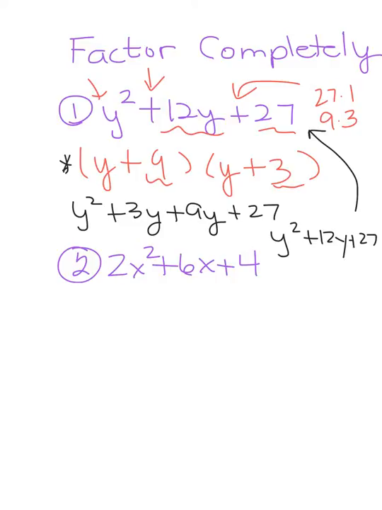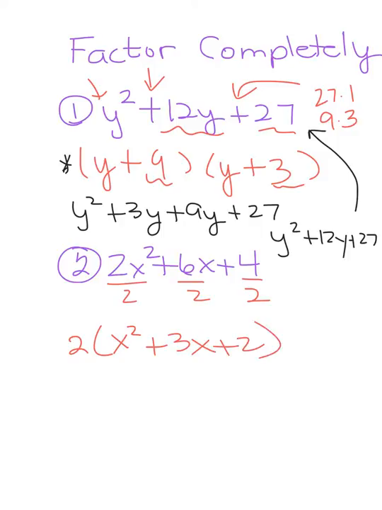Now in number 2, again, I'm always looking for my greatest common factor, and I notice that 2 goes into each term. So I'm going to divide everything by 2, and when I do that, I'm going to write that out front. So I'm left with x squared plus 3x plus 2. Now from here, I'm ready to factor. So I'm going to set up my two binomials. And I look at my second sign's a plus, so I know that my signs are the same. They're both a plus because that first sign's a plus.